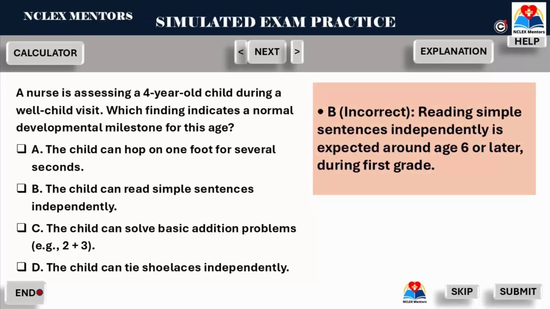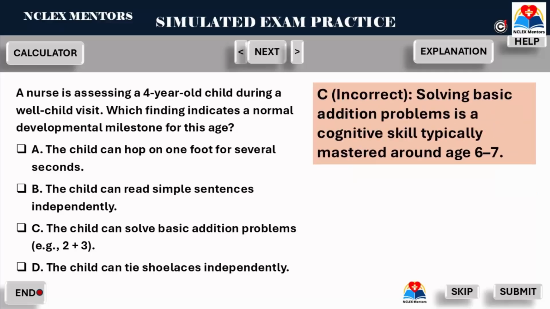Let's look at why the other choices aren't quite right yet. B. Reading simple sentences independently. At 4 years old, children may recognize some letters or even their name, but full-on reading sentences on their own, that's typically a first-grade milestone, so around 6 years old. C. Solving basic addition problems, like 2 plus 3. Math concepts like this don't usually kick in until age 6 to 7, again, early elementary school. At age 4, children might be learning to count, but actual arithmetic is still a few years away.